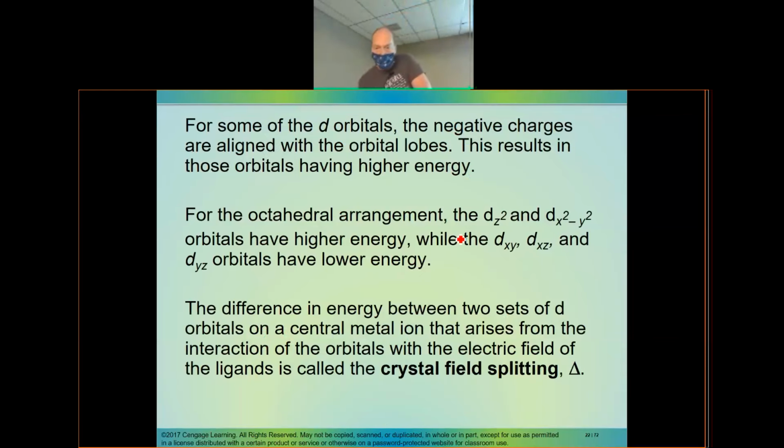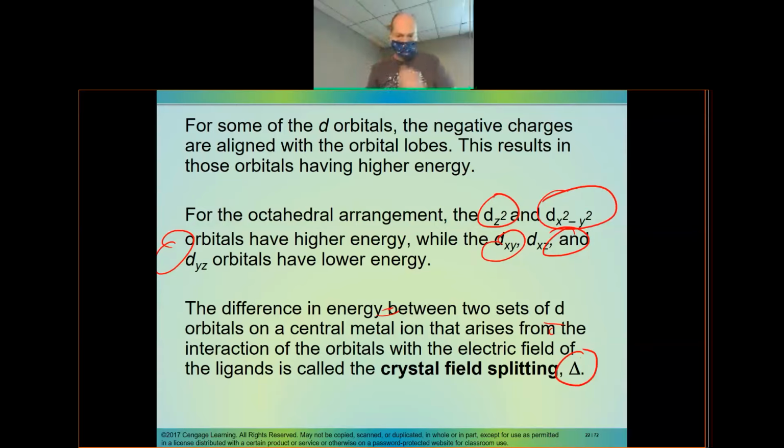And the distance between them is called delta. So you don't need to know the dz squared, the dx squared minus y squared, the dxy, the dxz, and the dyz. You just have to know that 3 of them are lower energy, 2 of them are higher energy. I will not ask for the specific orbitals. But we will need to know that the distance between the higher and the lower is called delta. That is simply an energy.